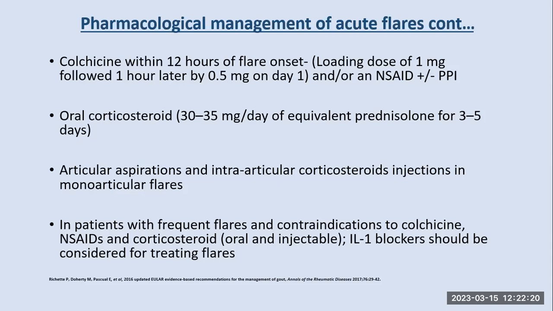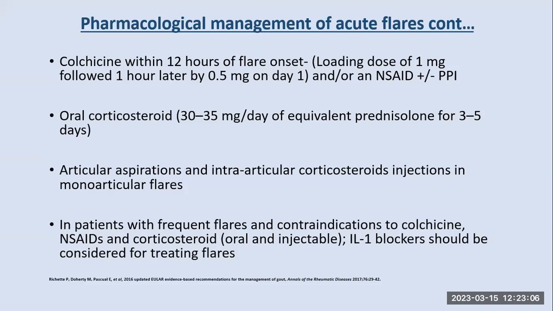Generally, the guidelines give colchicine as the first option in treating. So you start off with a loading dose of 1 milligram, and 1 hour later give 0.5 milligram and continue with 0.5 or escalate if necessary. The other choice is to add NSAIDs with or without PPI cover. Then you can start on oral corticosteroids, about 30 to 35 milligrams per day of prednisolone or equivalent dose. That was actually meant for Western patients. In our patients, you might not need this much of a dose. We generally manage with 10 milligrams of prednisolone or equivalent dose.